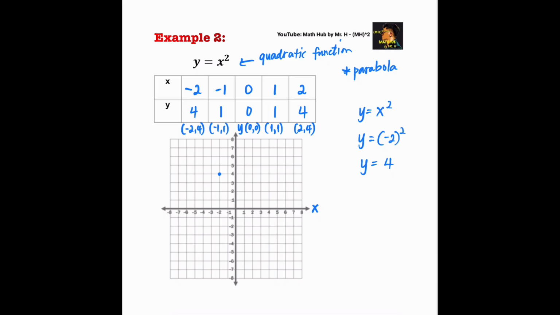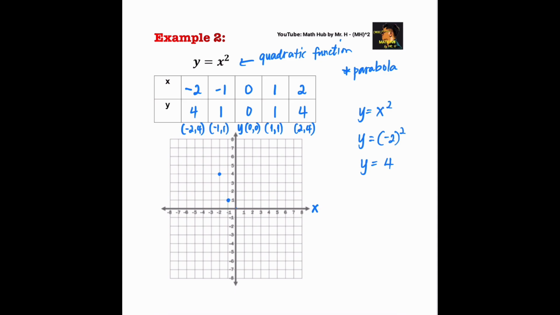If you need to refresh about how to plot points on the Cartesian plane, you can watch my previously uploaded video about plotting points on the Cartesian plane, and I will paste the link in the description box. All right, so the second point that we need to plot is -1, 1, and that is here.